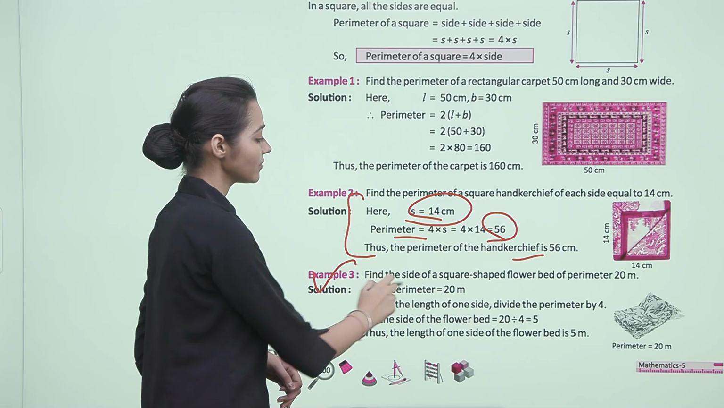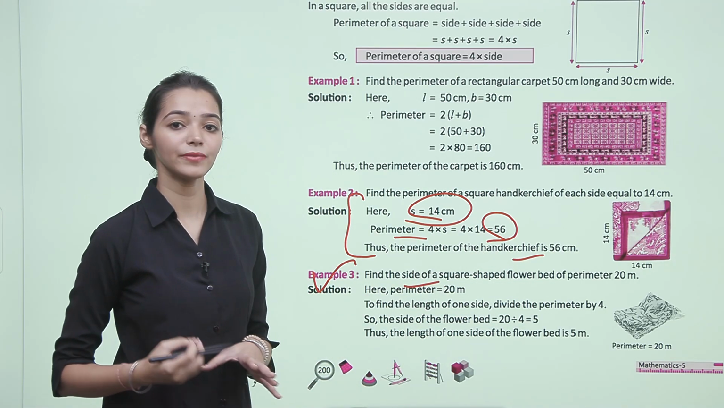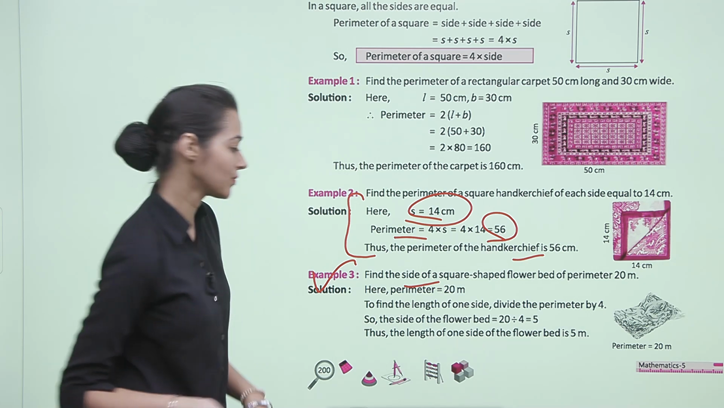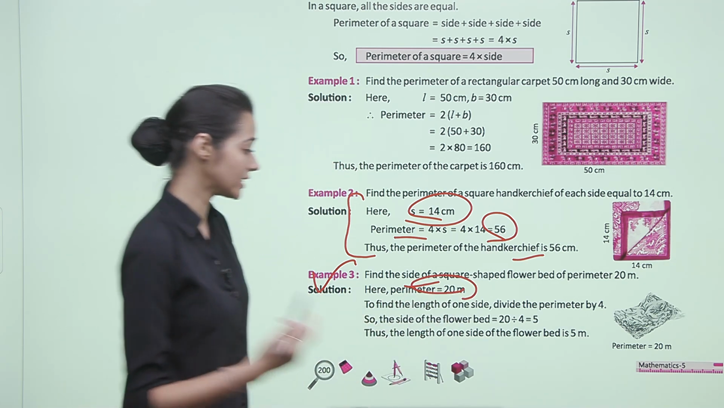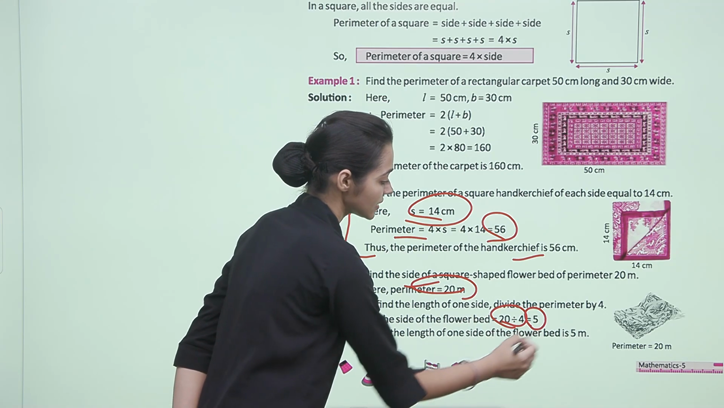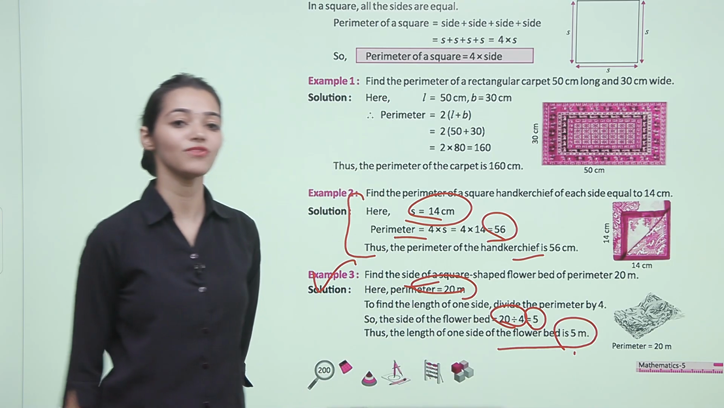Now in example number 3, we have to find the side of a square shaped flower bed of perimeter 20 centimeter. Here perimeter is given 20 and we know that perimeter is 4 into side. So we will divide it by 4 and the side of the square is 5 meter.